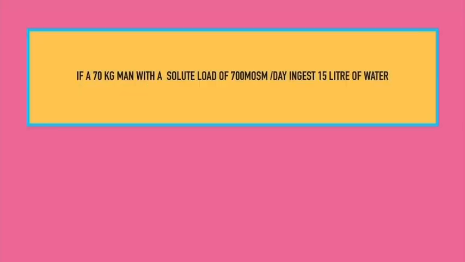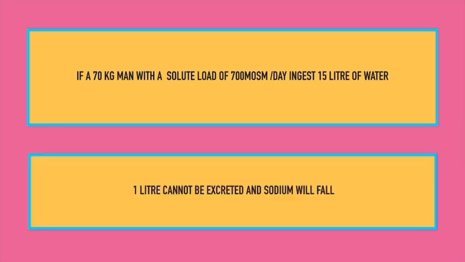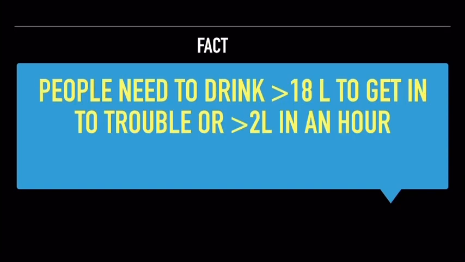If a 70 kg man with a solute load of 700 milliosmol per day ingests 15 liter of water, that means this person can only excrete 14 liter of urine. So there is 1 liter that cannot be excreted, so the free water is retained in our body and it results in dilution and the fall of sodium. So to get into trouble, people need to drink more than 18 liter of water per day or more than 2 liter in an hour. Then only it will result in dilution and hyponatremia.